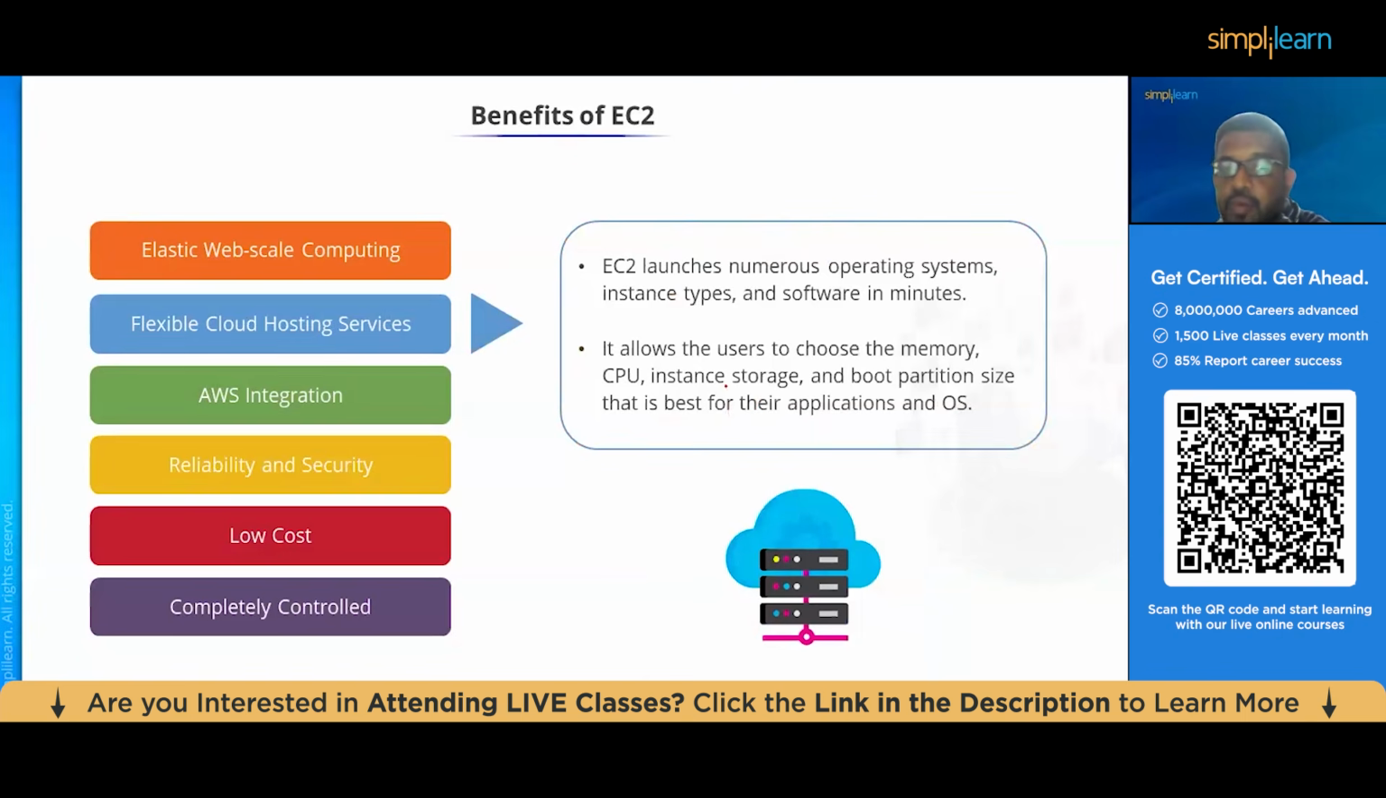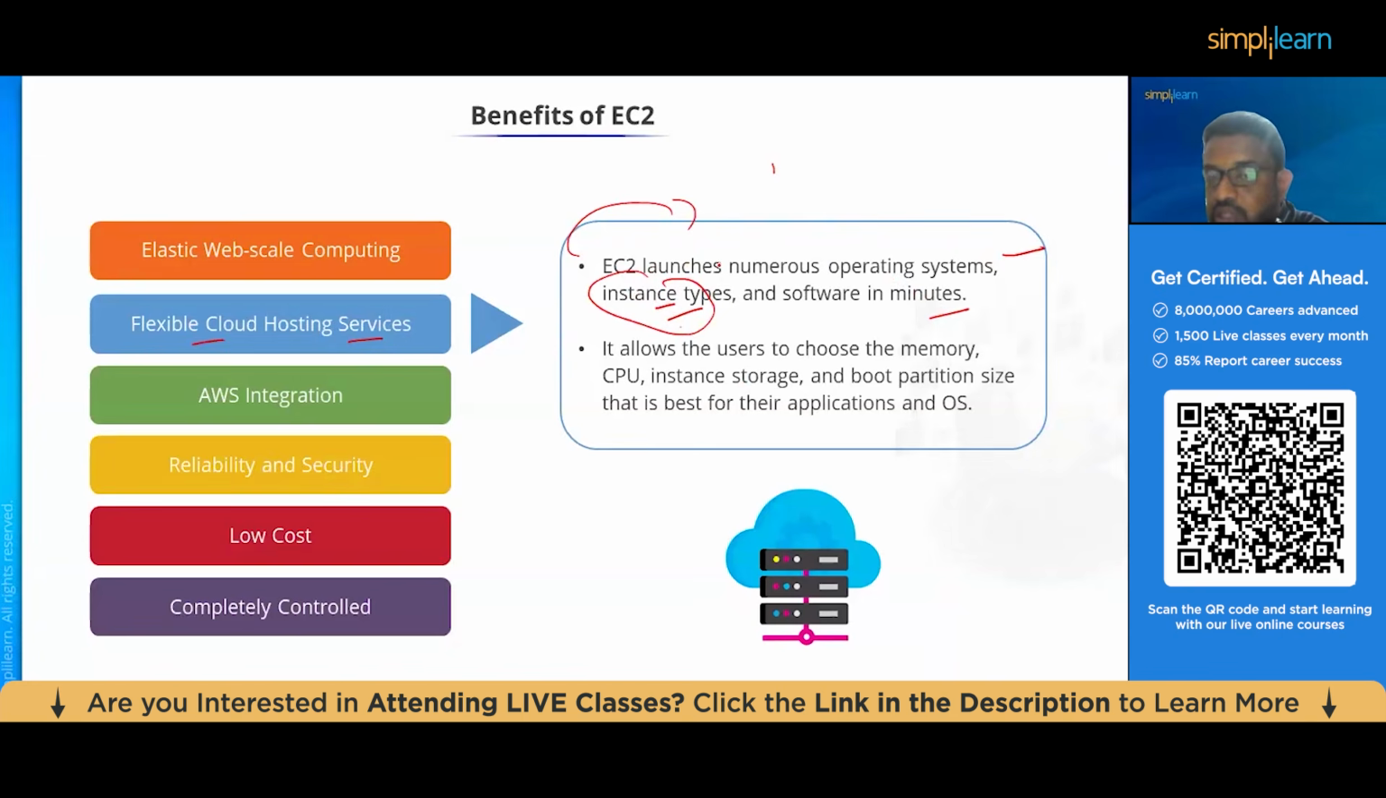Now, flexible cloud hosting services. EC2 launches numerous operating systems, instance types, and software in a minute. Numerous operating systems means it supports Mac, Windows, Linux, Ubuntu, and even more. Then instance types: we have different types like storage optimized, general purpose, and then accelerated computing. This topic I'm going to discuss in the next part, after 10 to 15 minutes.